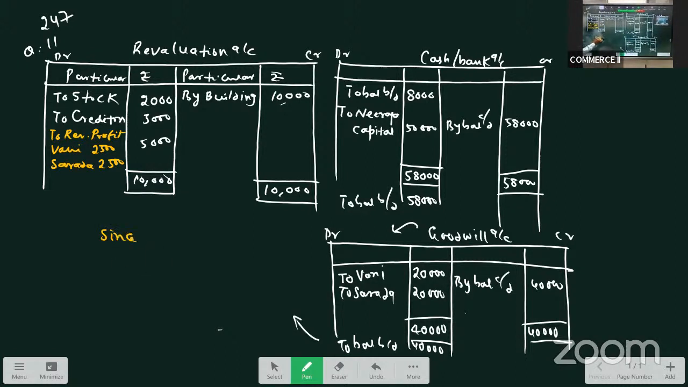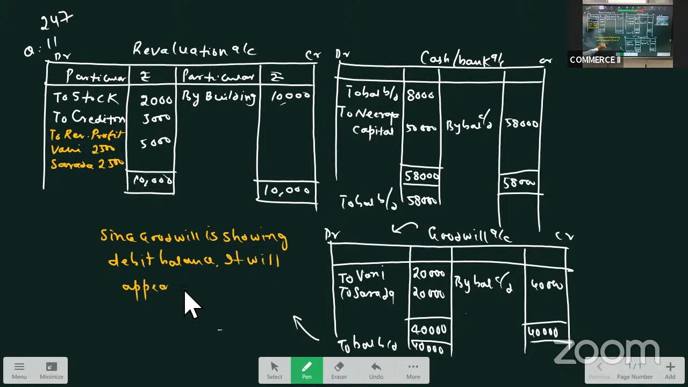Since goodwill is showing a debit balance, it will appear in the balance sheet on the asset side. Okay, this is it. Let us move to our partners' capital account.